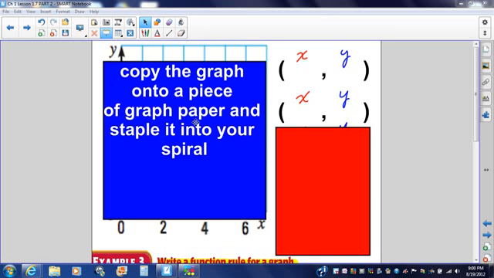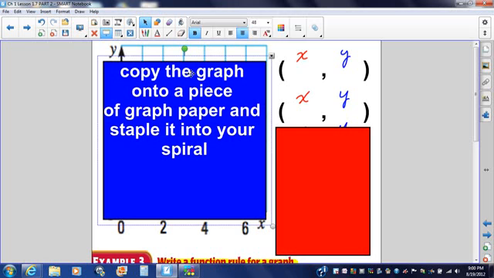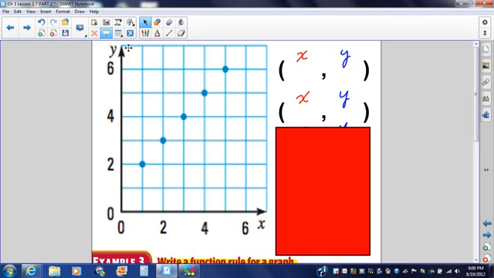I'm going to remove this in just a second, and I'm going to ask that you copy the graph that's behind this blue box onto a piece of graph paper and staple it into your spiral. So if you would, please grab a piece of graph paper out of the basket, copy this graph, and then staple it in your spiral. Notice that the intervals, the number they count by, are 2's. So you can skip a spot right here if you want to, or you can put 1, then 2, then 3, then 4. If you copy that down, and then we'll get rolling.